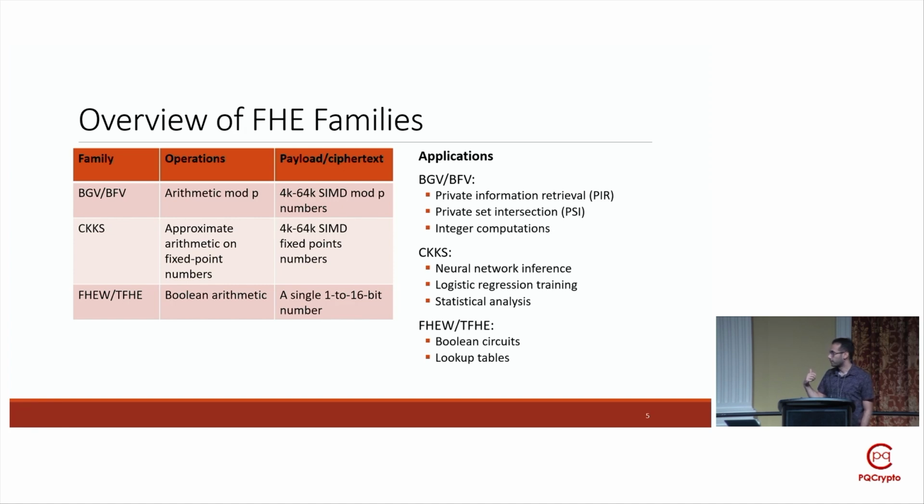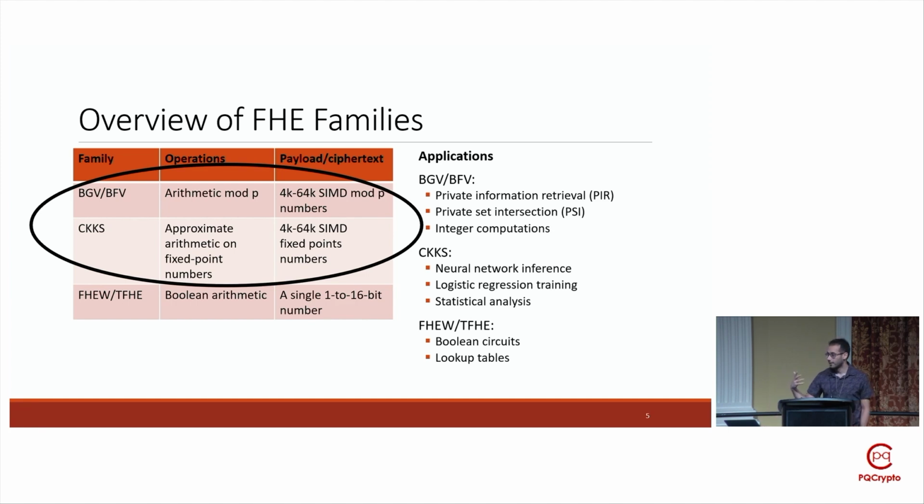There's also FHEW and TFHE. These schemes are more lightweight. They encrypt a bit or a small number per ciphertext. The bootstrapping is much faster, but you have to bootstrap basically every nonlinear operation. So they're more lightweight, but the overhead is higher. But in this talk, I'll be mostly focused on BGV, BFV, and CKKS.